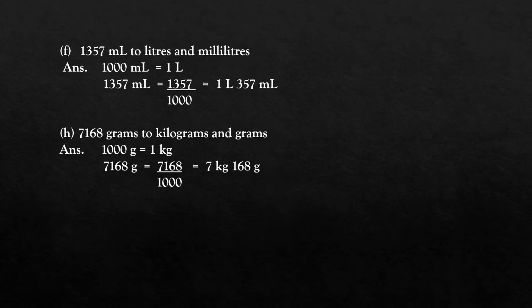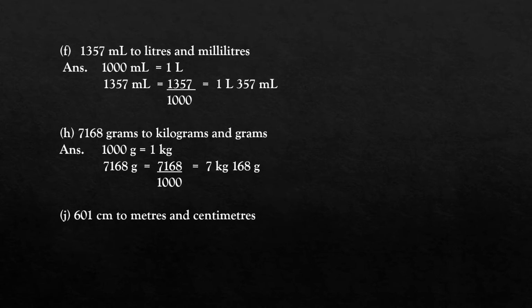Count the number of zeros. Now 3 are there, so on the numerator also you have to count 3 digits from the right hand side. That will be your smaller unit, that is 168 gram, and the number before it will be your bigger unit, that is 7 kg. The total answer is 7 kg 168 gram. You have to write the bigger unit first, then the smaller unit.